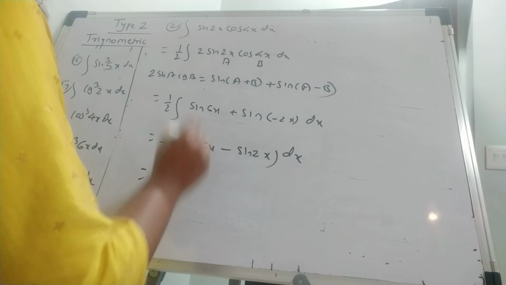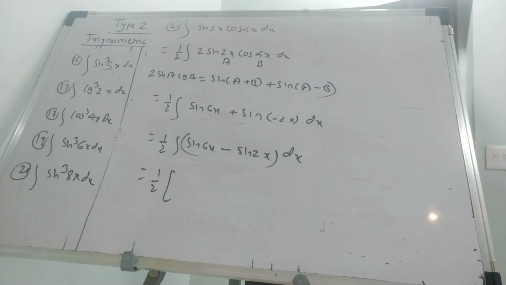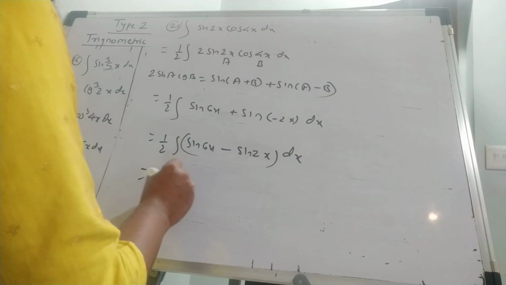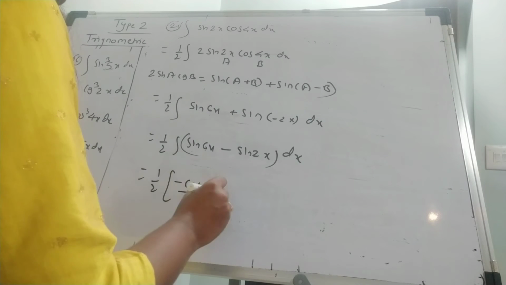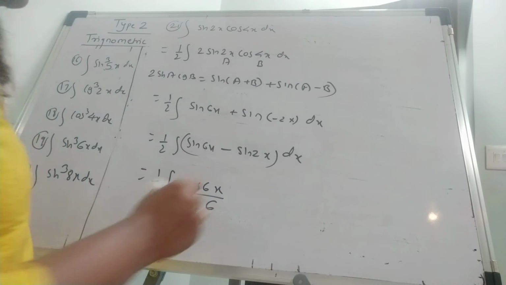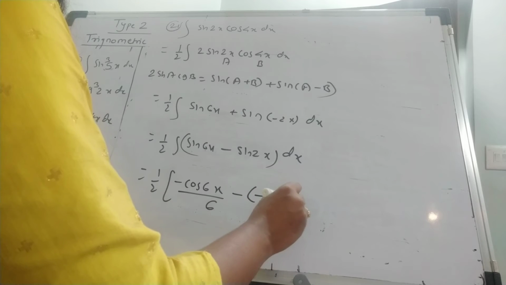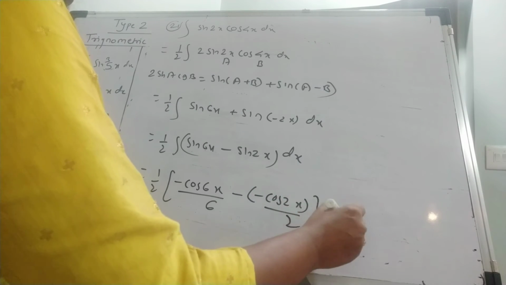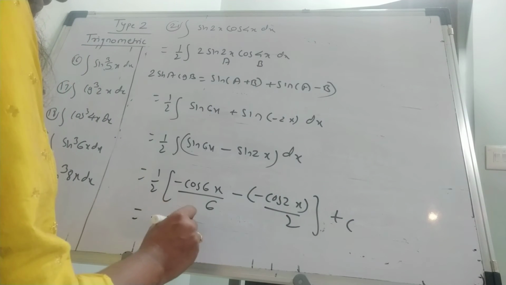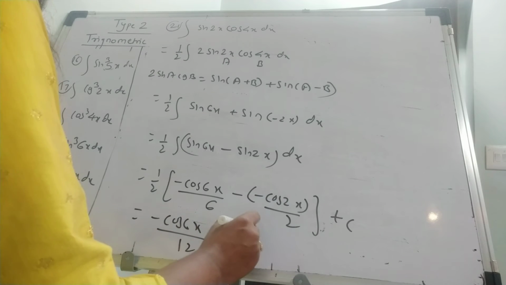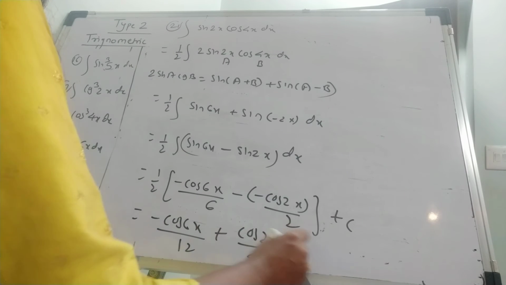And now we'll find out integration value for this. For sin of 6x, integration value is minus cos of 6x upon 6. Minus sign as it is for sin of 2x, integration value is minus cos of 2x upon 2. Simplify kara finally and write down your answer in terms of simplified form. Okay.